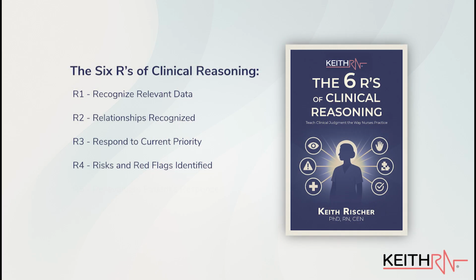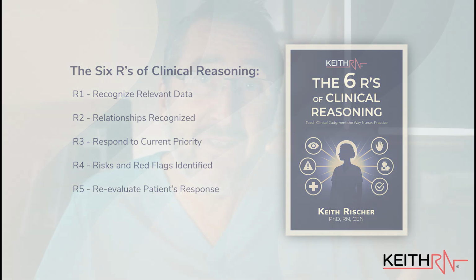The fifth R is re-evaluate the patient's response. After an intervention, students must assess the outcome. Did it work? Is the patient improving, deteriorating, or unchanged? This closes the clinical reasoning loop and keeps care dynamic and responsive. Too often, students treat care like a checklist. Give the med, do the intervention, document. But thinking nurses are always evaluating what changed, what didn't. What's the next best step?